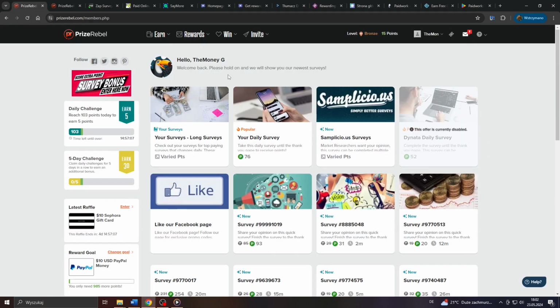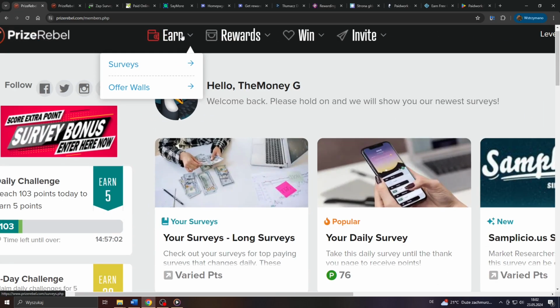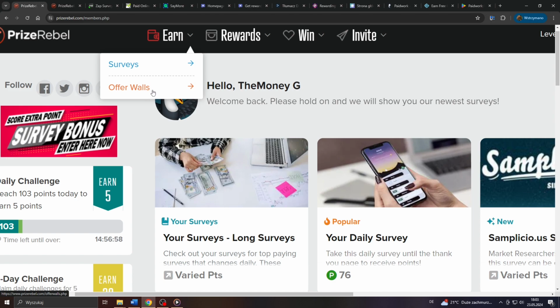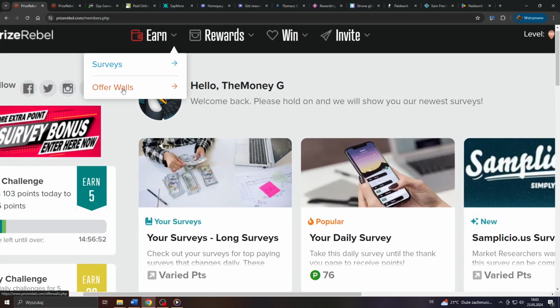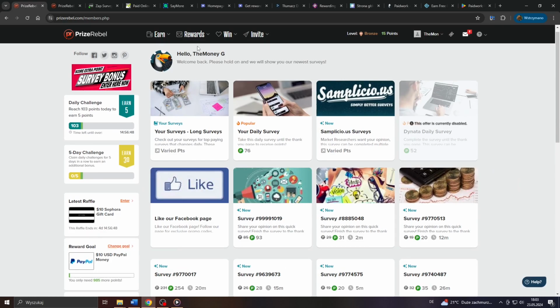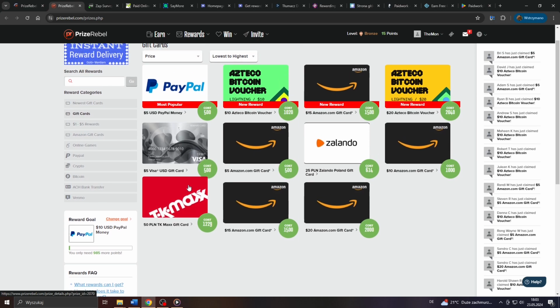Survey site number two on our list, Price Rebel. Now, Price Rebel is not a survey site per se either. Similarly to Panel Pulse, it is a so-called GPT app, abbreviated for Get Paid To, that gives registered users access to a variety of earning methods, including offers, daily challenges, an affiliate program, of course, and also surveys featured by Dynata, for example, a well-respected survey provider on the market.